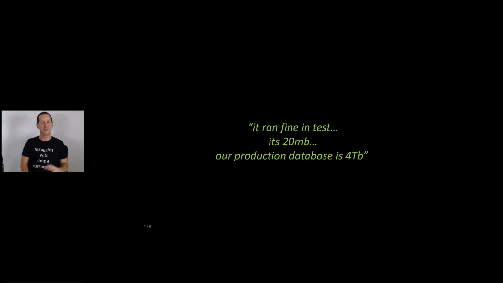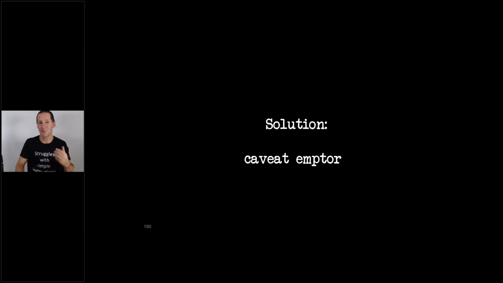Or you get this one: it runs fine in test. Test, of course, is 20 megabytes, and our production database is 4 terabytes, etc. Or this one: we can't afford a full-size test database. Now, this is my most popular solution. This is the one I always recommend to developers and IT professionals alike: if you're working in organizations that simply refuse to give you full-size test environments, give them this document as you're building code, and make them sign off. There's a very good chance that when we roll into production, this is all going to go absolutely pear-shaped.